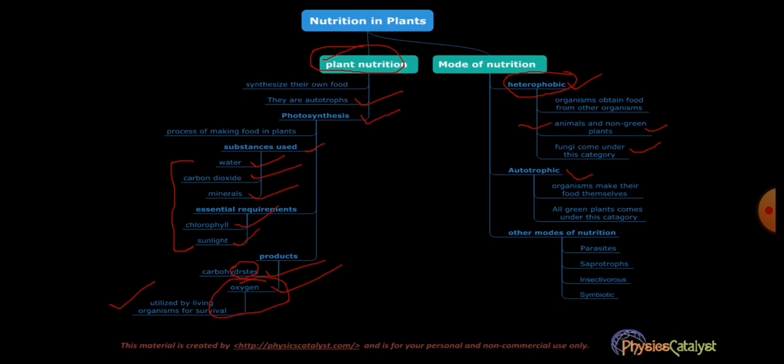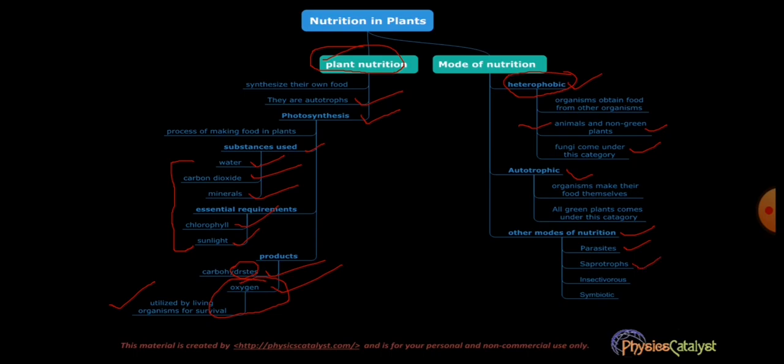Now there are other modes of nutrition also. The first one is parasites. Some plants live on another plant for their nutrition; these are called parasites, and the plants on which these parasitic plants survive are called the host. Example: cuscuta.